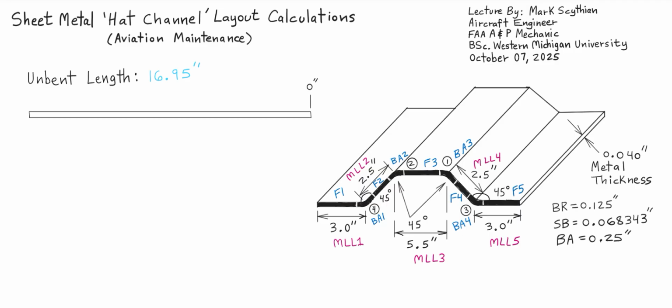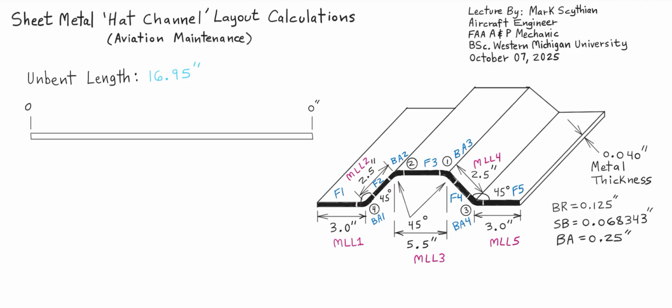So here's our unbent sheet metal section with constant width. We can zero both sides of it, so when we put it into the sheet metal brake, we have a symmetrical reference, but we must start the bend at the start of bend allowance 3, moving left to right on the curve schedule or the bend schedule.